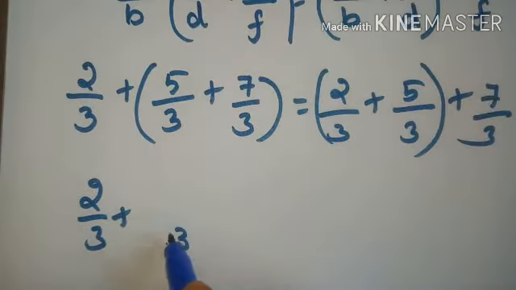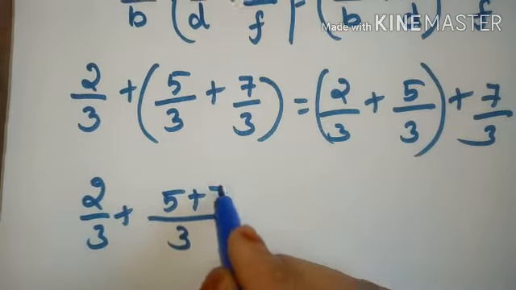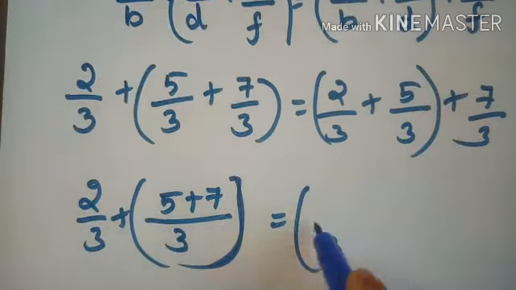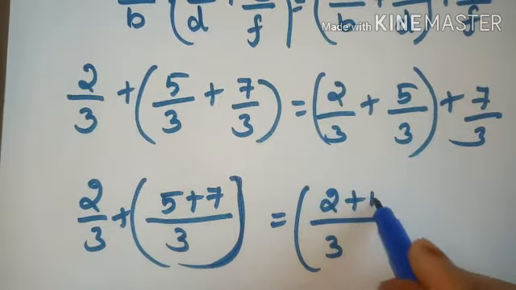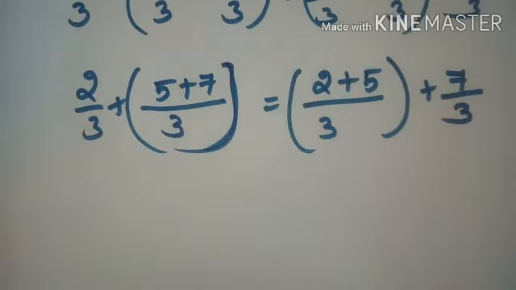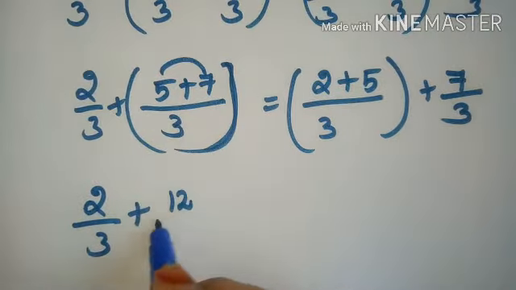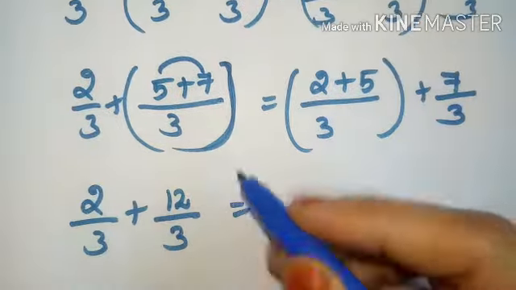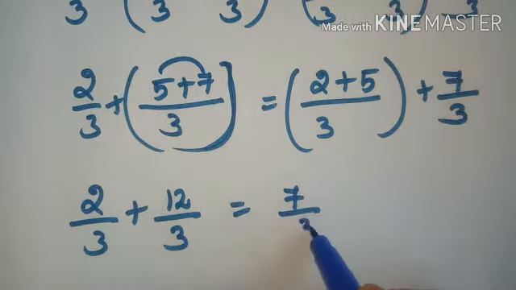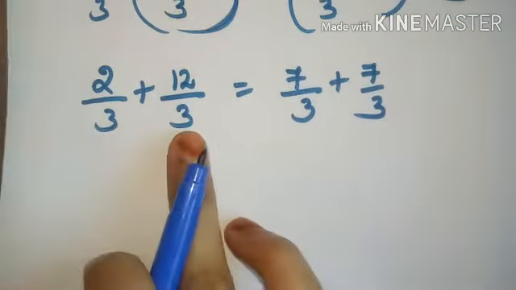The denominator is same, so no need to take any LCM. 5 plus 7. Here also the denominator is 3, so write the numerator 2 plus 5 plus 7 by 3. 2 by 3 plus 5 plus 7, 12 by 3. Now I hope you understand why we have written the bracket. Here 2 plus 5, 7 by 3 plus 7 by 3. Now again simplify these two terms.